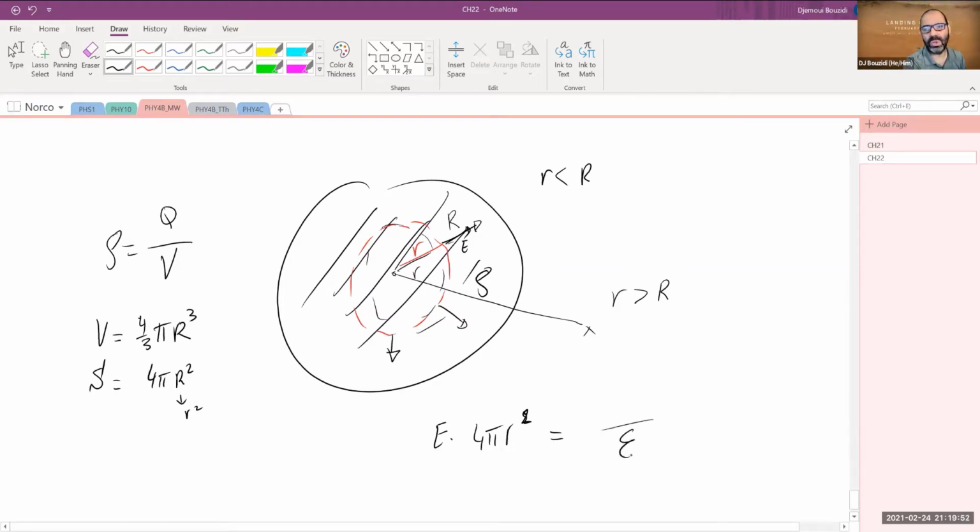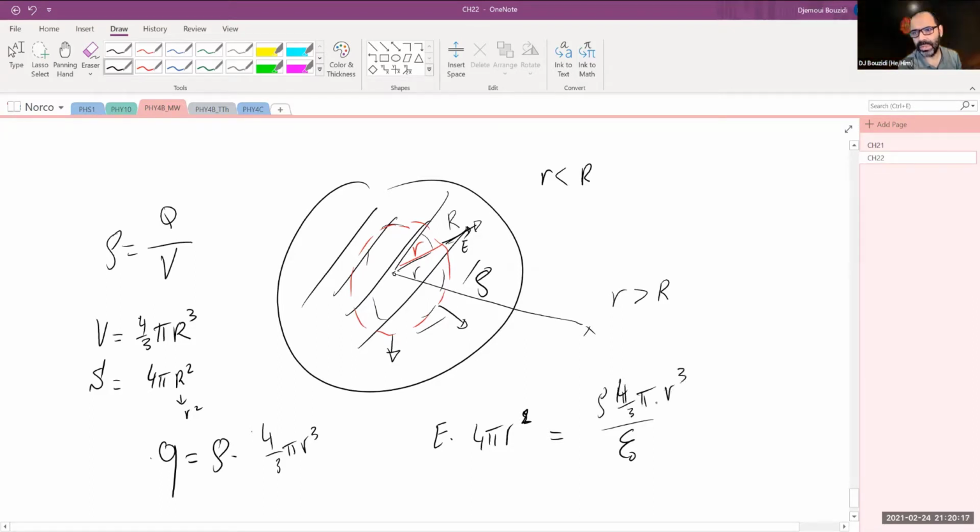That is equal to the charge enclosed divided by epsilon naught. And the charge enclosed in the volume of radius r is going to be equal to the charge density times the volume of that sphere only. We don't count the charge that is outside. So the volume is 4 over 3 pi r cubed. If I plug in the value here, it's going to be rho times 4 over 3 pi r cubed.